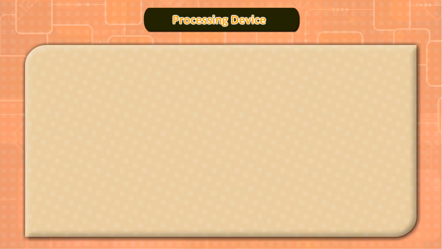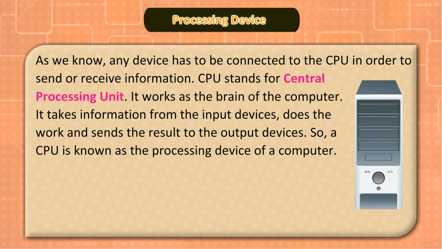Processing device. As we know, any device has to be connected to the CPU in order to send or receive information. CPU stands for Central Processing Unit. It works as the brain of the computer. It takes information from the input devices, does the work and sends the result to the output devices. So, a CPU is known as the processing device of a computer.